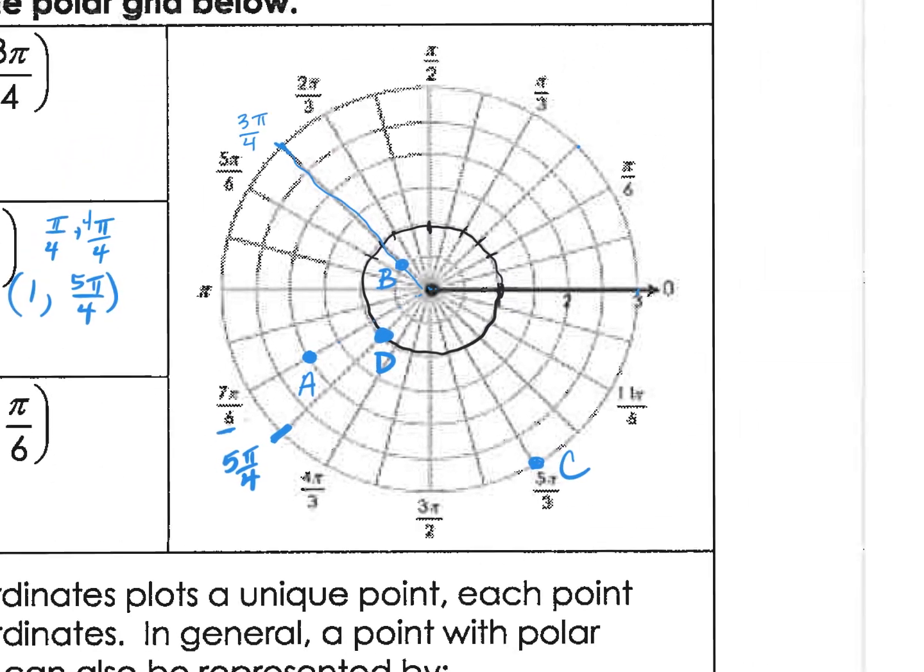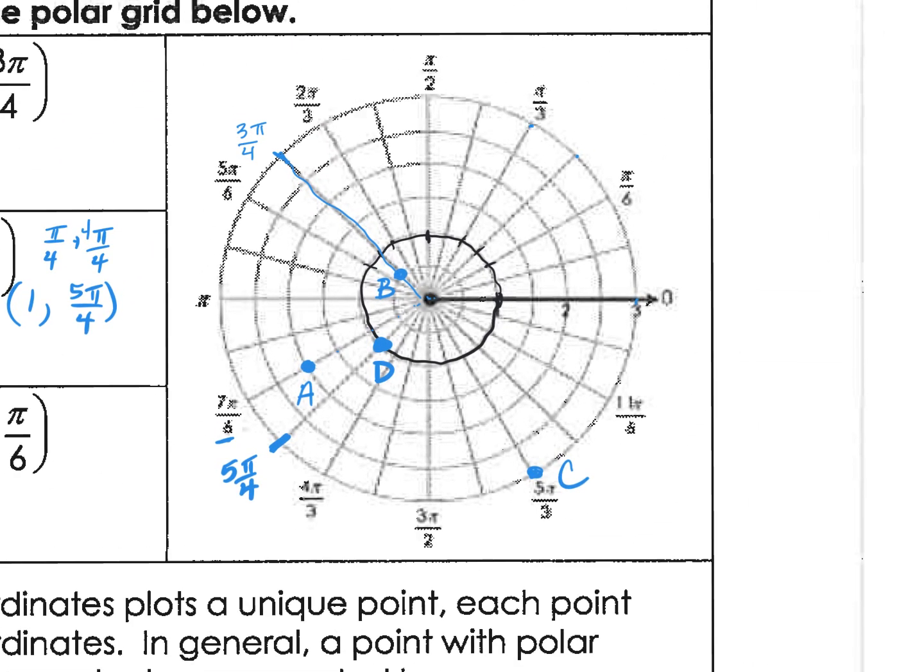All right, so pi over 3 is here. So we're going to go 1/2, 1, 1 1/2, 2, 2.5. So this would be E.